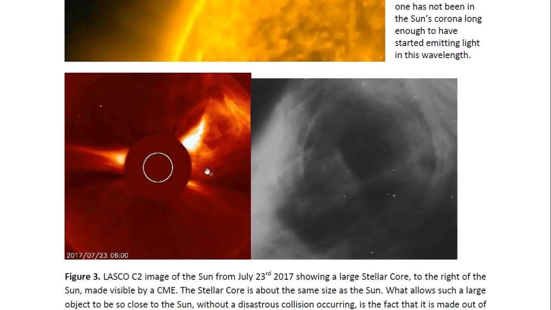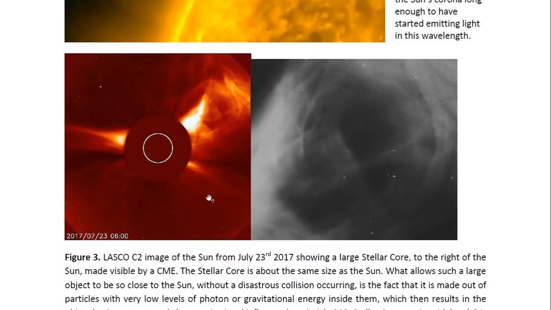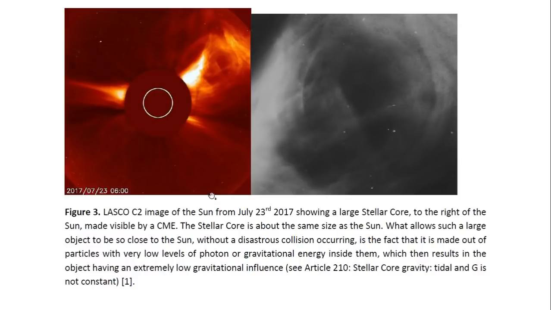Now here we see another one of these objects, clearly a very large spherical object seen within CME material coming off the sun. Obviously very close to the sun, so we can do a size comparison. This object is about the same size as the sun. What allows such a large object to be so close to the sun without a disastrous collision occurring is the fact that it is made out of particles with very low levels of photon or gravitational energy inside them, which then results in the object having an extremely low gravitational influence.